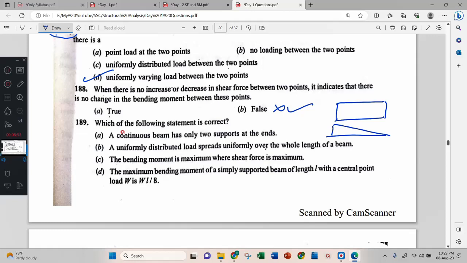Which of the following statement is correct? A continuous beam has only two supports at its end. No. Uniformly distributed load spreads uniformly over the whole length of the beam. The bending moment is maximum where shear force is maximum. No. The maximum bending moment of simply supported beam of length L with center point load is WL by 8. No.